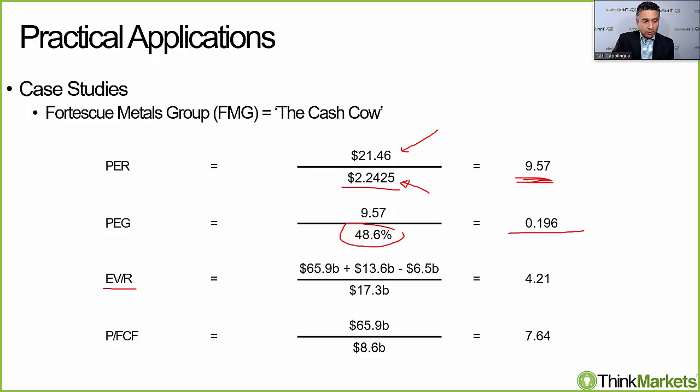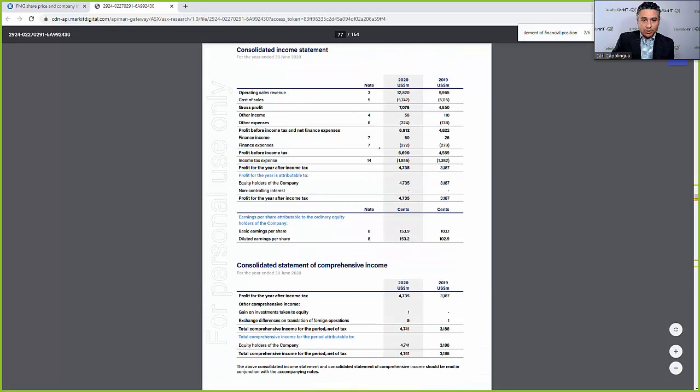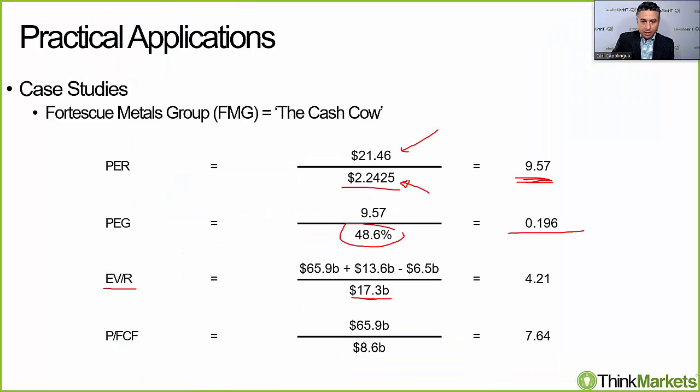And with the revenues, where do we get that from? Well, that's back in our income statement. So that was 12,820, and we convert that back to Australian dollars, and we get our revenue number, which is this one here. So we found all of that information, and it was easy to find, and it gives us an EVR of 4.21. Now, is that good or bad?